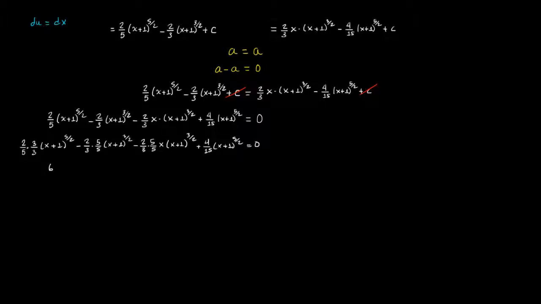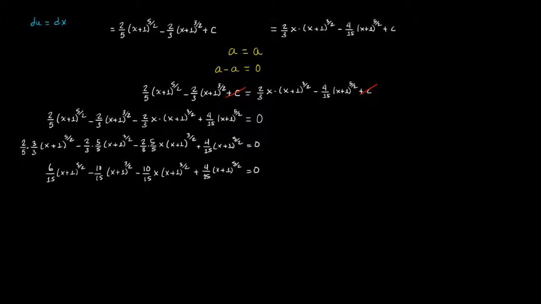Now these two get 6 over 15. So it's going to be 6 over 15 times x plus 1 to the 5 over 2. Then here is going to be 10 over 15 times x plus 1 to the 3 over 2, minus 10 over 15 times x plus 1 raised to the 3 over 2. It will be plus 4 over 15 times x plus 1 to the 5 over 2 is equal to 0.